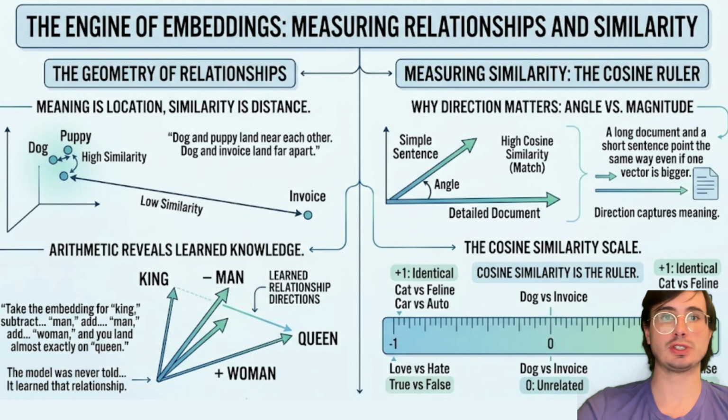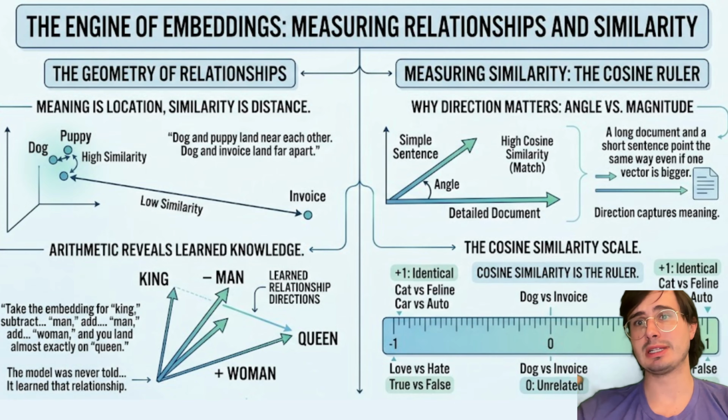We measure the angle between 2 vectors, the direction they point, using something called cosine similarity. And cosine similarity is just a number from -1 to 1 that says how close in meaning these two things are. 1 means basically identical, 0 means unrelated, negative means opposite.